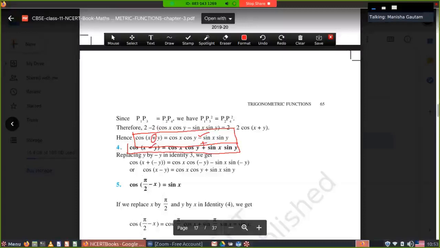Remember it. Now the next one: cos of pi by 2 minus x is equal to sin x. Here again we will come back to the previous lecture. Cos of 90 minus x. What does 90 minus x mean? 90 is this one, 0 here, this is 180, 270, and 90 minus x lies like this in the first quadrant. In the first quadrant, as you studied in class 10th also, cos of 90 minus theta is equal to sin theta. The same is here, cos of 90 minus x is equal to sin x.